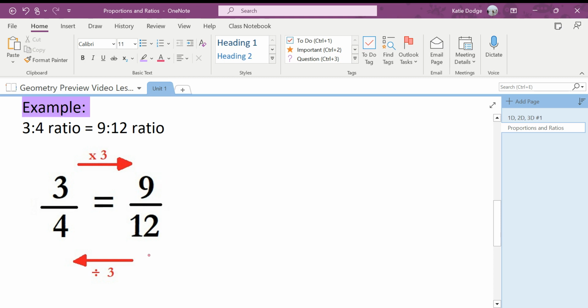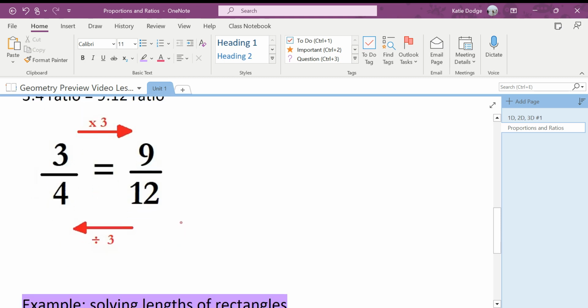Or we have the option to start with the larger ratio and try to find a common number that we could divide by. So is 9 divided by 3 equal to 3? Yes. Is 12 divided by 3 equal to 4? The answer is yes. So because we're either both multiplying or dividing by the same value, that's where we see the proportionate relationship.